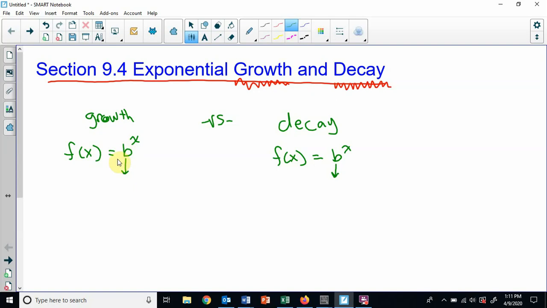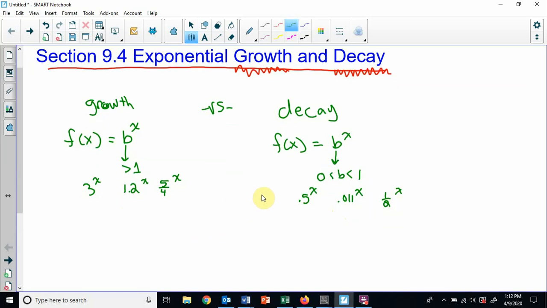If this base is greater than 1, say something like 3 to the x, or 1.2 to the x, or 5/4 to the x, which is bigger than 1, then you have growth. If it's in between 0 and 1, then you're going to have decay. So something like 0.5 to the x, or 0.011 to the x, or 1/2 to the x. Those are all going to be decays.